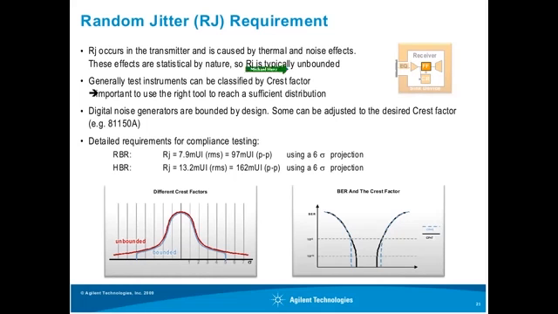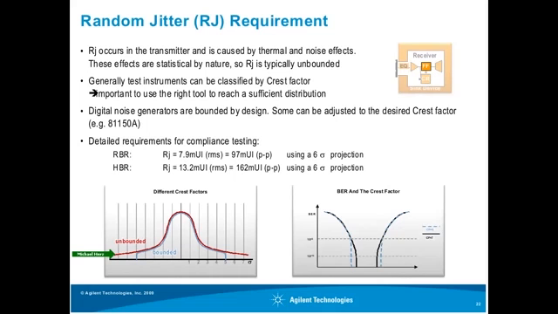So to explain what bounded means, we should have a look at the distribution of random jitter. This should be a Gaussian distribution. Unfortunately, it didn't come out well when drawing that curve in PowerPoint. But this should be a Gaussian distribution. And what you see here, most events are in the middle, and only very few events appear when you go towards the tails of the Gaussian curve. And unbounded means this never gets zero.